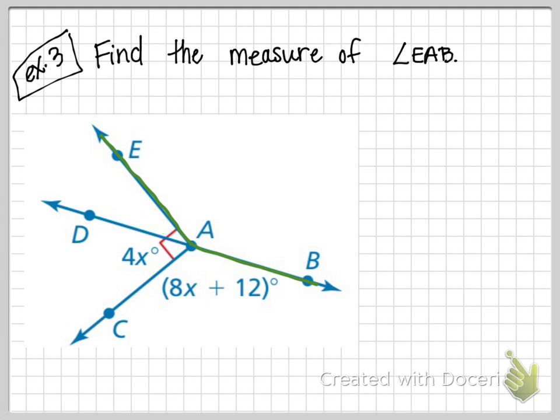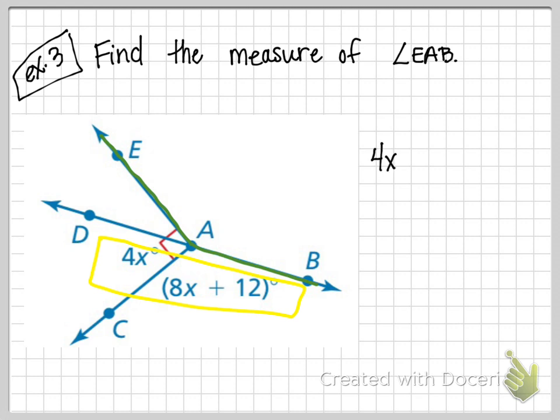What do we know, you guys? What can we use based on what we know? So it's Finn? Supplementary because it's a straight line. Yes, do you guys see that? 4x plus 8x plus 12 will equal what? 180, right? Let's start with that.